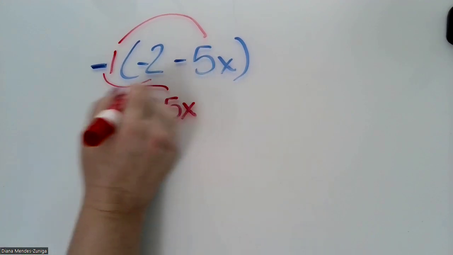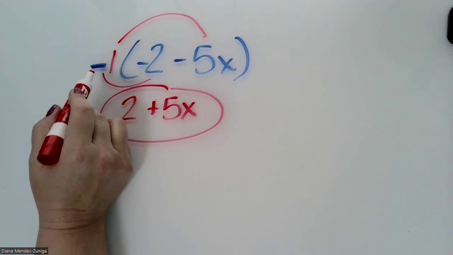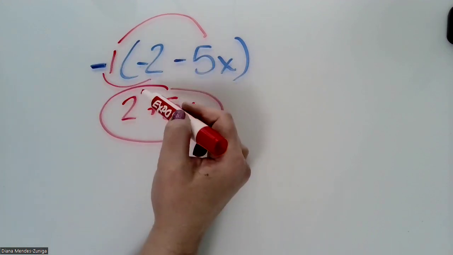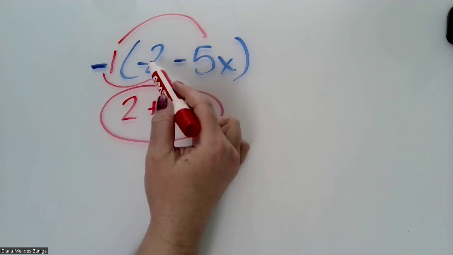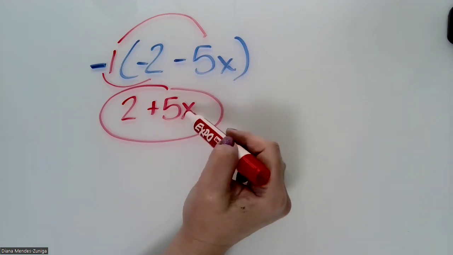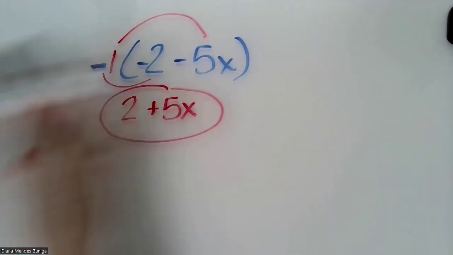Okay, so now you have just distributed the negative sign through this thing. Now, if you notice, you basically just flipped the signs. Okay, this was a negative and it will be a positive. This was a negative, it'll be a positive. Okay, so let's do it with a few extra numbers.